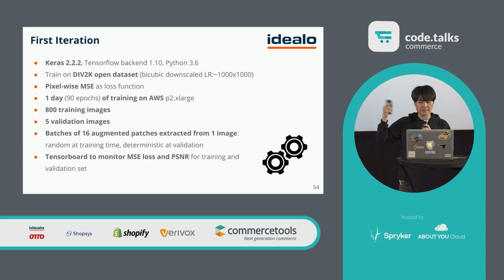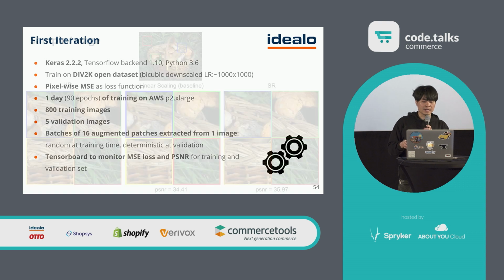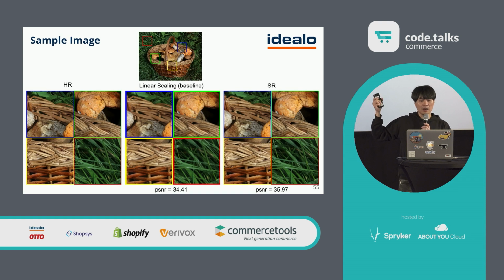And the setting is like this. We are using Keras and TensorFlow to train our model. We trained it basically as a first iteration on a public data set called DIV2K. And then we trained it for an entire day and monitored if our model converged. Luckily, our model converged. And here's an example of how it looks.